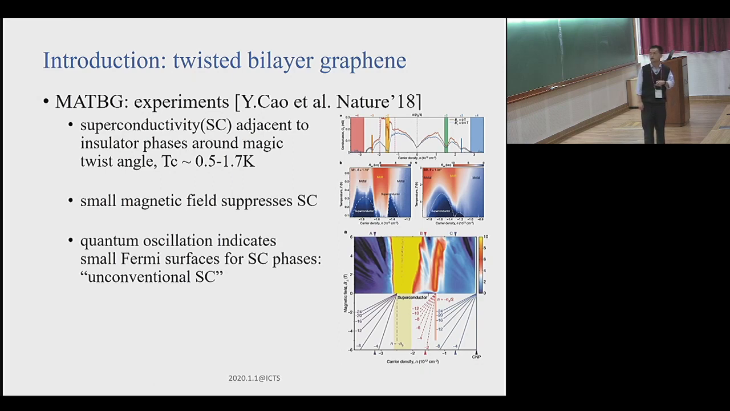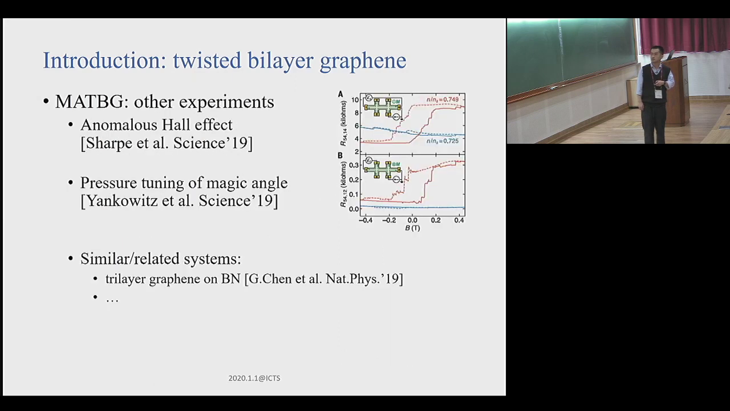All of these are, of course, very exciting. And later, this field really exploded, and people did a lot of other interesting experiments. For example, they observed anomalous Hall effect hysteresis, which indicates that you also have spontaneous ferromagnetism. And they can also tune the magic angle by pressure, basically tuning the interlayer coupling.